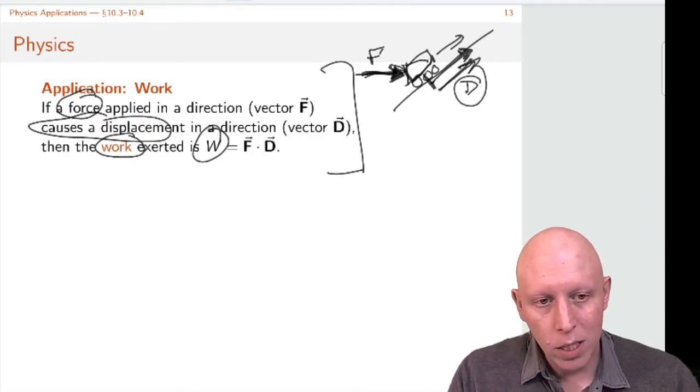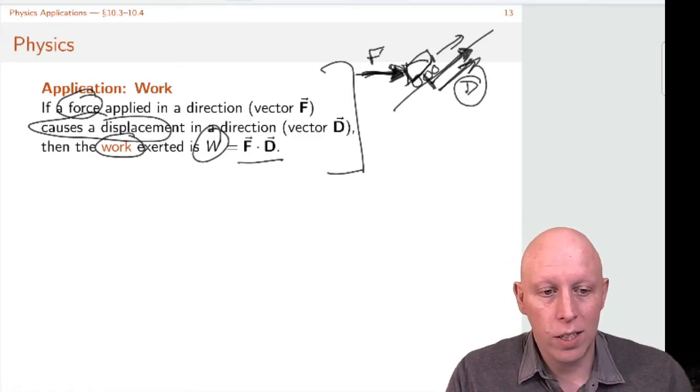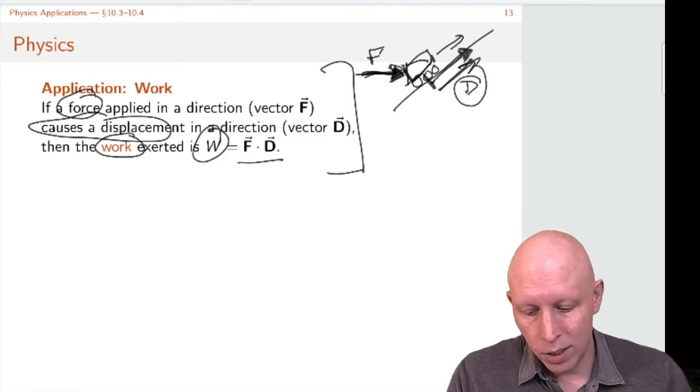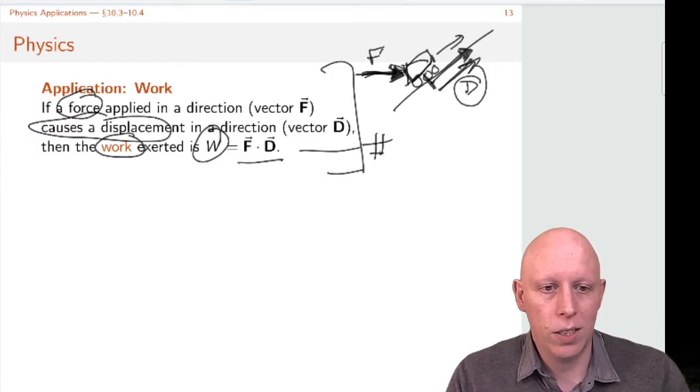That's this displacement. And so the work is equal to the force dotted with the displacement, 2 vectors. And realize that's going to give us a number, right? The dot product of 2 vectors is a number.